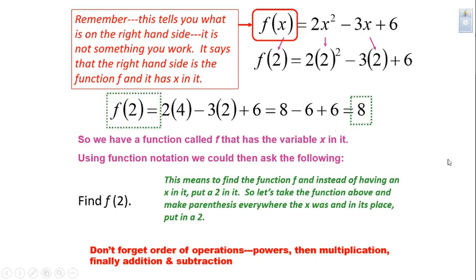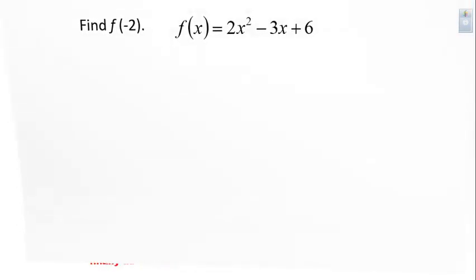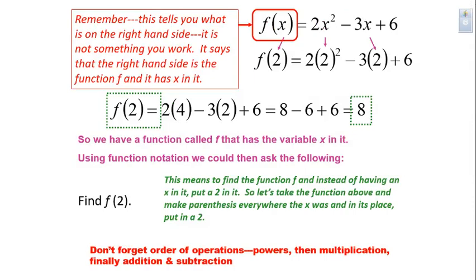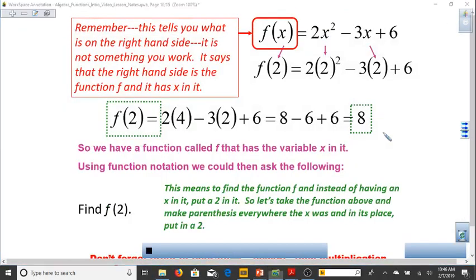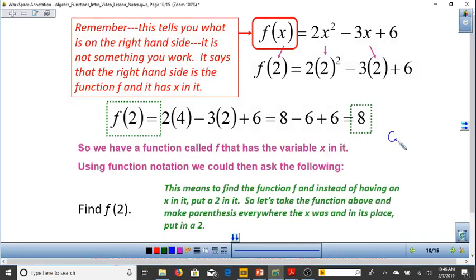So what we're saying here is that when the input is 2, the output is 8. And what we tend to do is we'll say that there's a corresponding ordered pair that goes with that. The corresponding point would be input is 2 and output is 8.